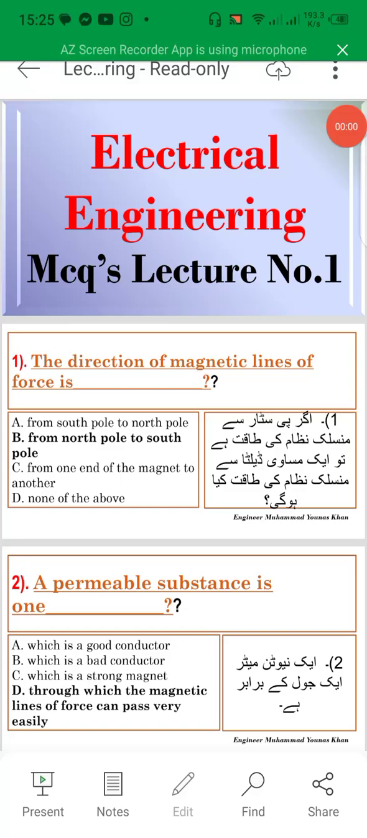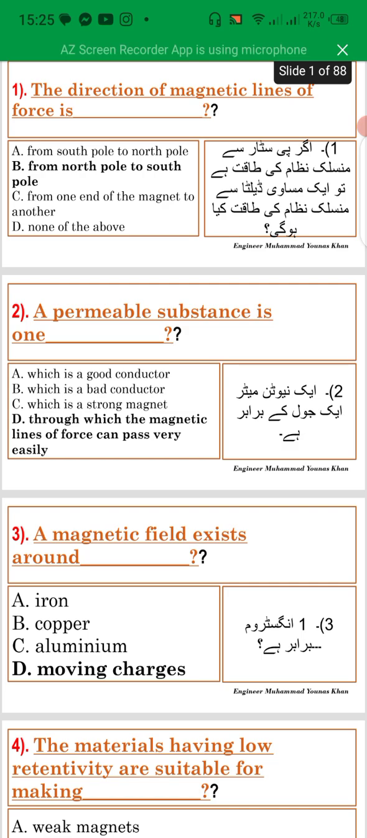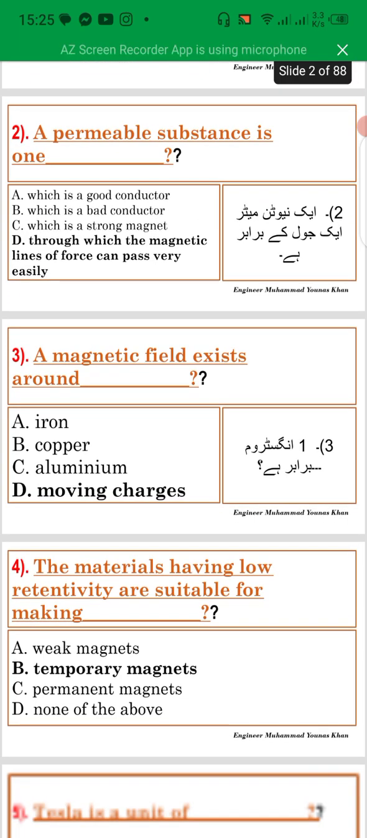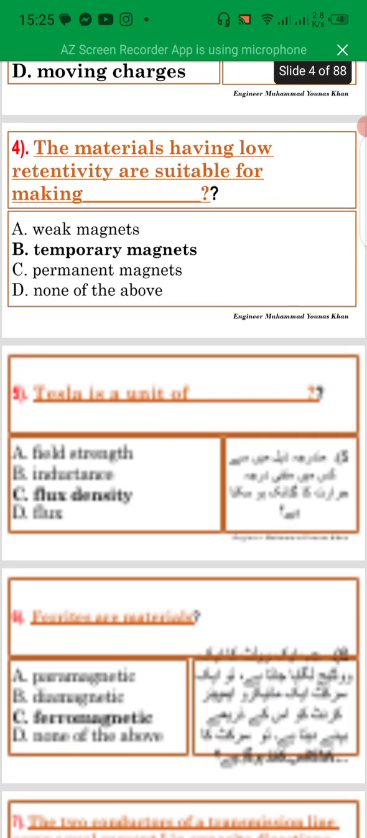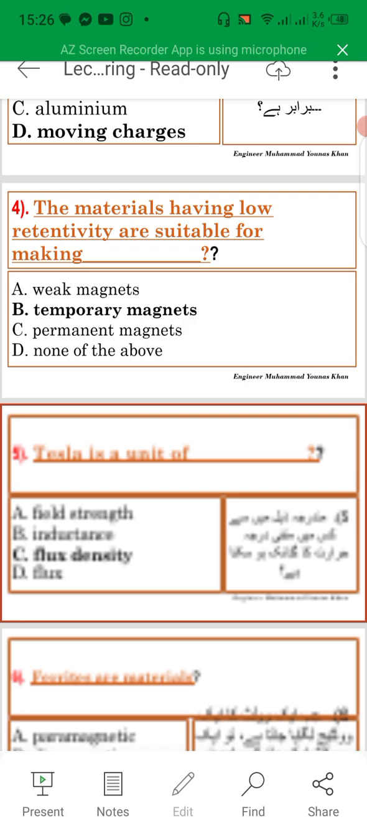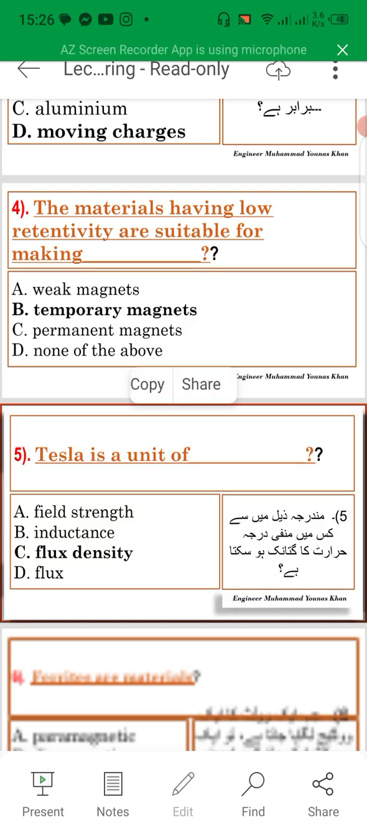The direction of magnetic lines of force is from North Pole to South Pole. A permeable substance is one through which the magnetic lines of force can pass very easily. A magnetic field exists around a moving charge. The material having low retentivity are suitable for making temporary magnets.